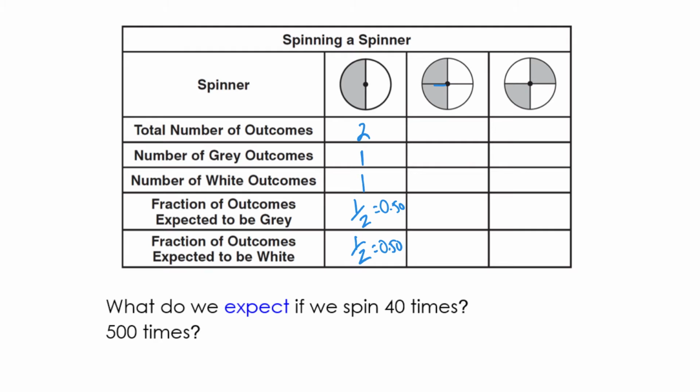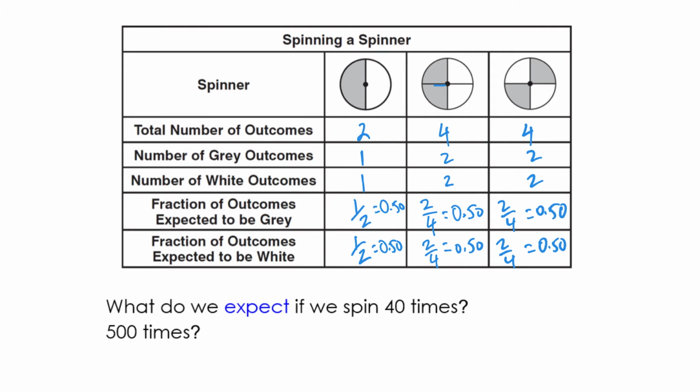Now let's look at the next one. Total number of outcomes here, there are 4. There are 2 gray, there are 2 white. The fraction is 2 over 4 for both of them. And the decimal is also 0.50 for both of them. And lastly, the third column, same for everything. It's identical. Even though they're not beside each other, they're both the same odds.